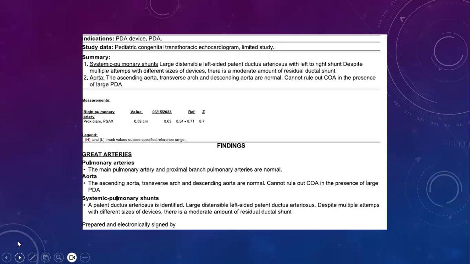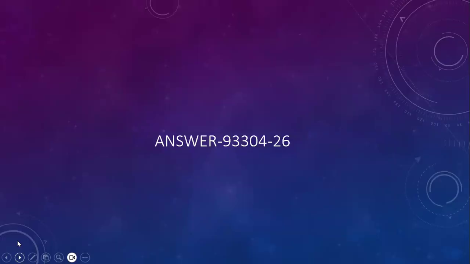Now, there are some times where the PDA is so large that the providers have issues getting it to close even surgically, so the patient will continue to have echoes done even throughout their entire life to monitor this. If you drop down to the bottom of the report, it says a patent ductus arteriosus is identified. Large, distensible left-sided patent ductus arteriosus. Despite multiple attempts with different sizes of devices, there is still a moderate amount of residual ductal shunt. This is going to be worst case, where the patient has to be monitored very closely to ensure it doesn't cause other issues within this child, and even throughout adulthood they're still going to be monitoring this. So our code in this case is going to be a 93304 with our 26 modifier for the professional component.